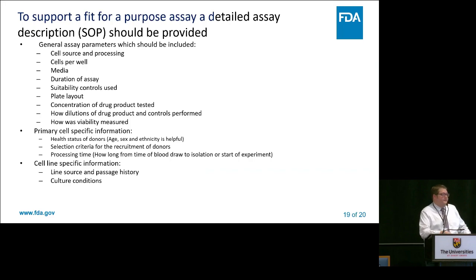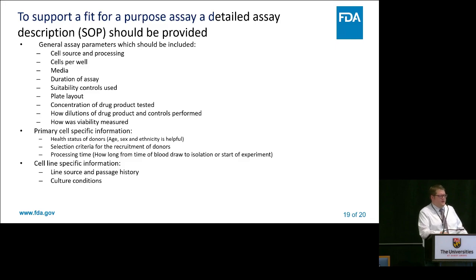To support a fit for purpose assay, we also ask that you submit a detailed SOP, which includes general assay parameters such as the cell source and processing method, cells per well, media, duration of assay, suitability controls used, plate layout, concentration of drug products tested, how the dilutions are being performed for your agonists and your drug products, and then how the viability was measured.